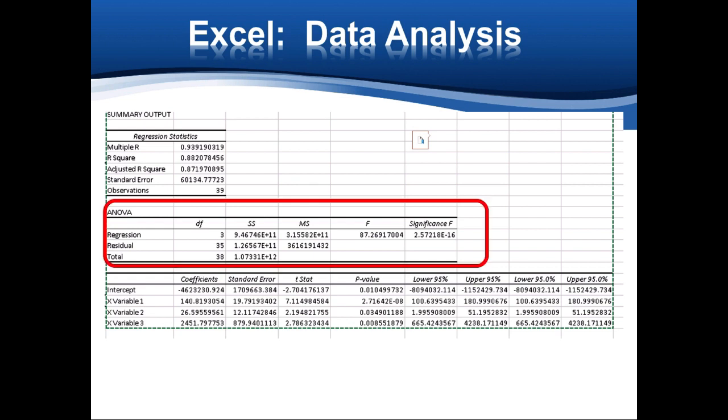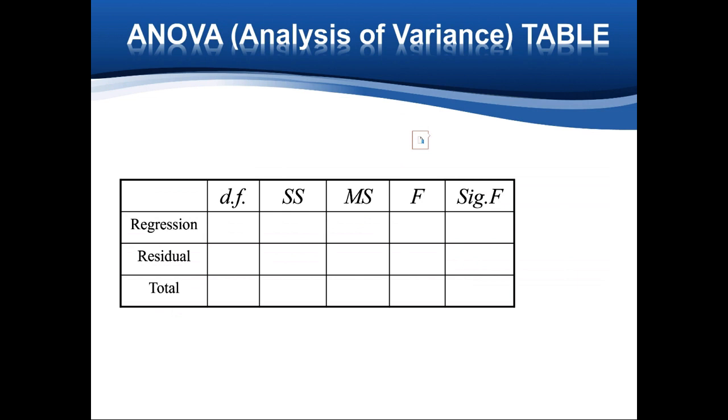Let's first see the ANOVA part. ANOVA is short for analysis of variance. This table is called the ANOVA table. There are three rows: regression row, residue row, and total row. The total row is the summation of the first two rows, regression and residue rows. The first column is DF, which is degrees of freedom.